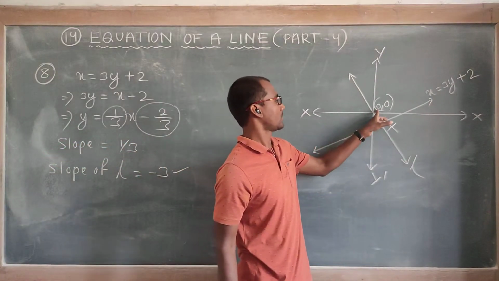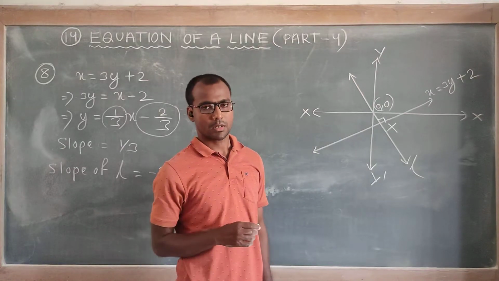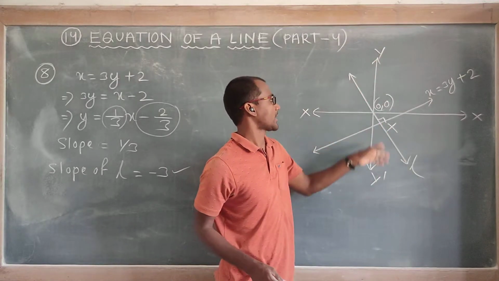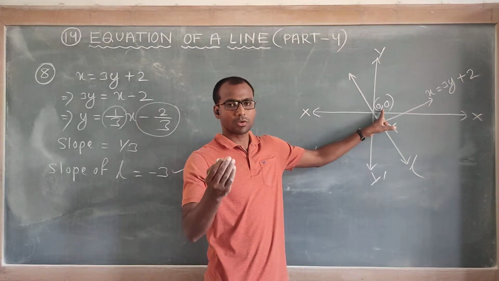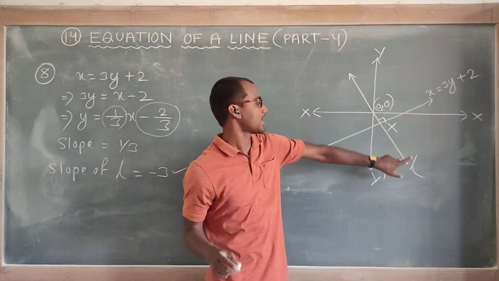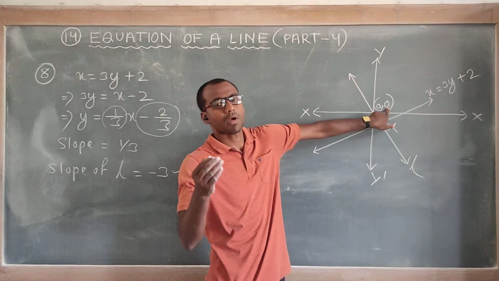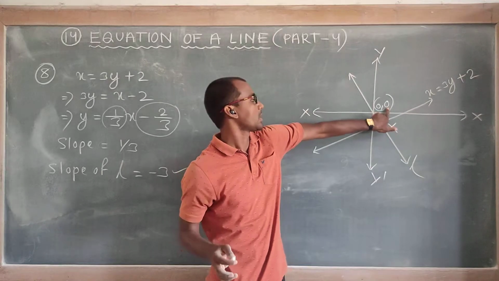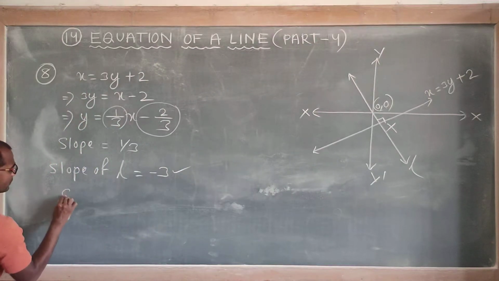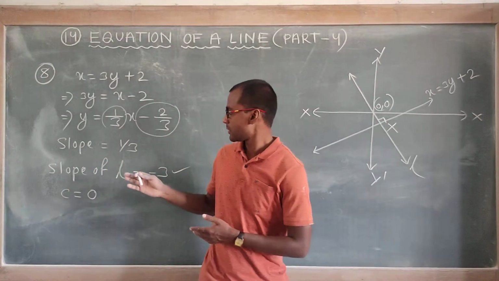Then I have 1 point, (0, 0). So I can use the slope-point formula. Also I can use the slope-intercept formula, because the line L is intersecting the y-axis at this point, which has coordinates (0, 0). Indirectly, its y-intercept has been given to me. The point where the line intersects the y-axis, its y-coordinate is the y-intercept. Its y-coordinate is 0, so its y-intercept is 0. So c is equal to 0. You are free to choose: either you can use the slope-point formula, or the slope-intercept formula.